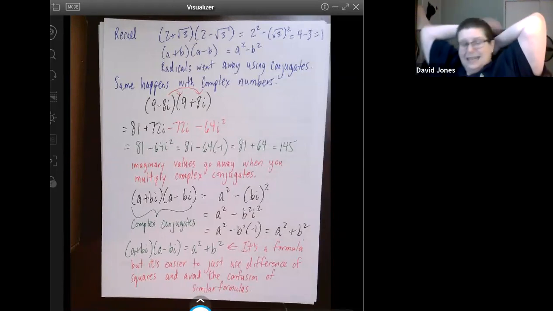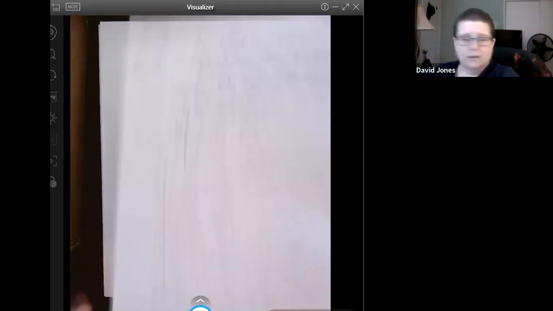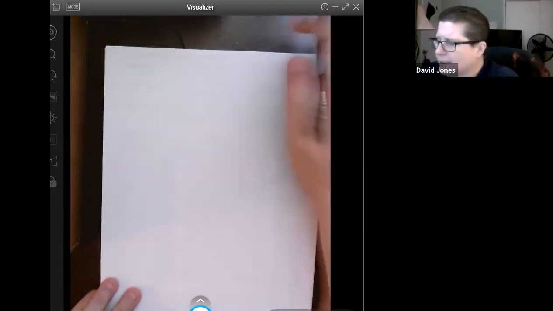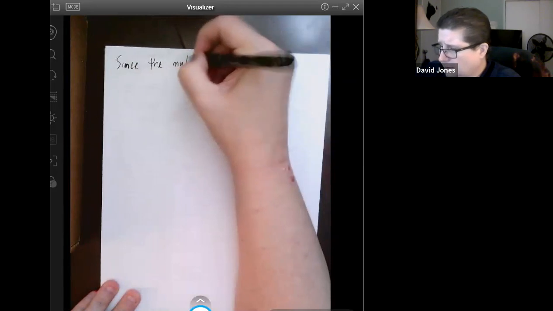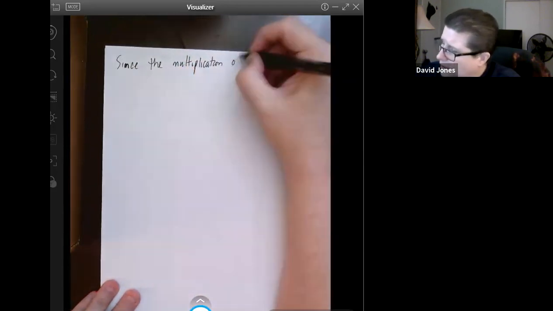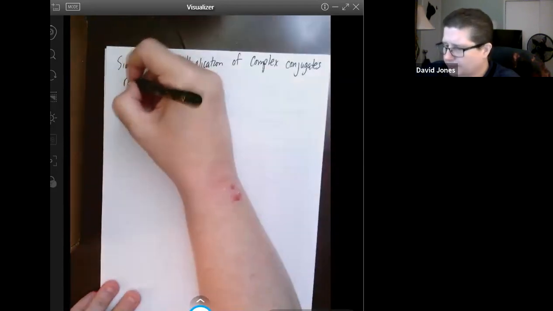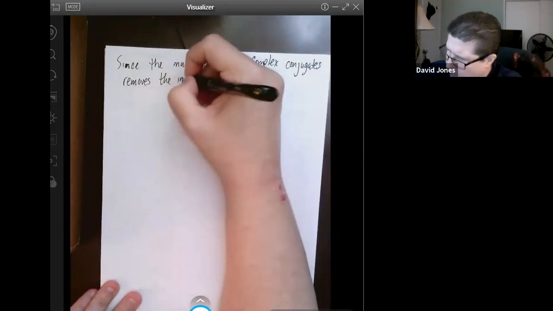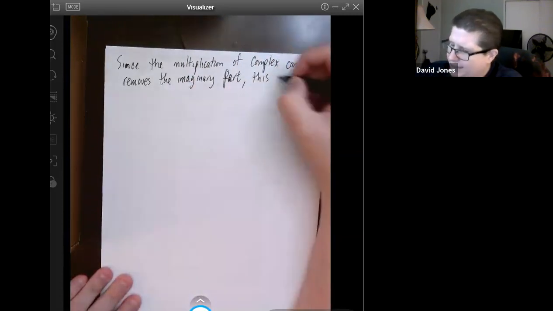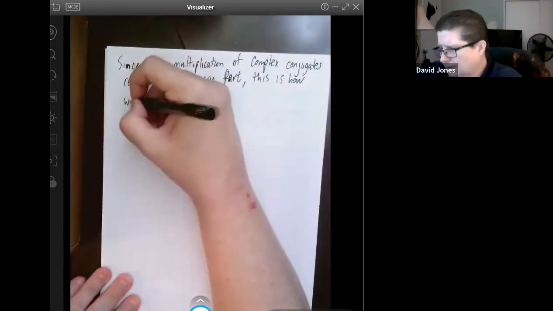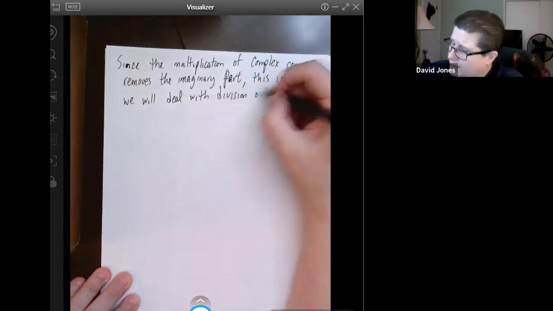And the very idea, since the multiplication of complex conjugates removes the imaginary component, this is how we will deal with division of complex numbers.